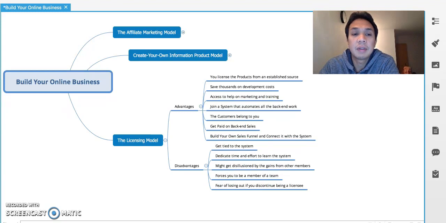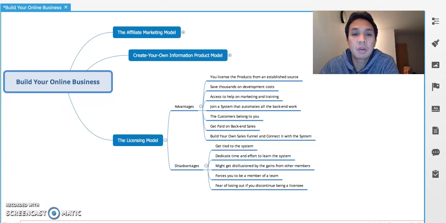Another advantage of this is that you can save thousands on development costs. Unlike building your own information product, you can save on time and money in terms of development costs, because you're leveraging another person's product. That can be a big advantage in itself. The next advantage would be access to help on marketing and training. These kinds of systems can leverage the network that they have. They already have systems in place to help you market and train you on the system.